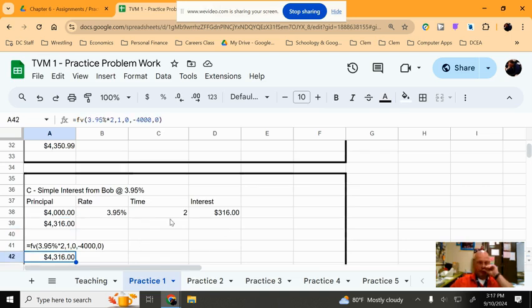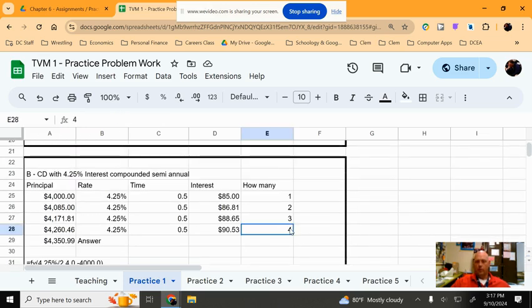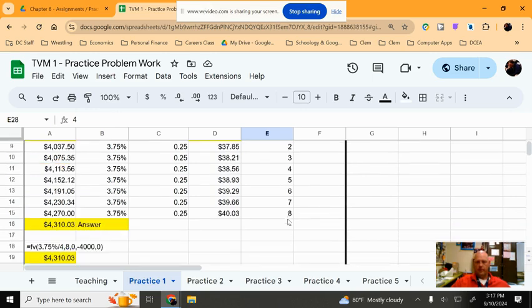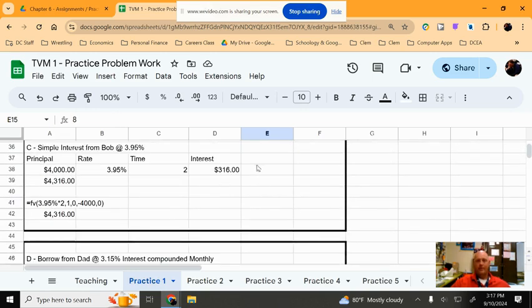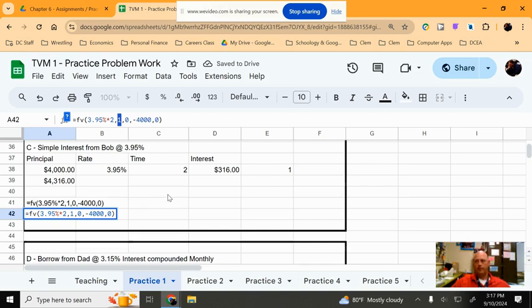Here is where we look at future value. And this is one of the keys of using the future value function as it pertains to simple interest. NPER is always the number of times you did math. It was 4 times on this problem. It was 8 times on this problem. We did math 1 time. So the NPER here has to be 1.